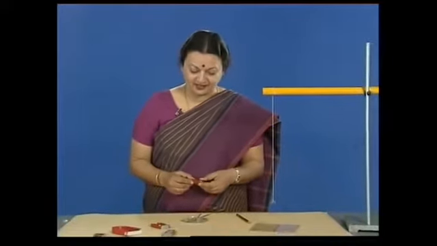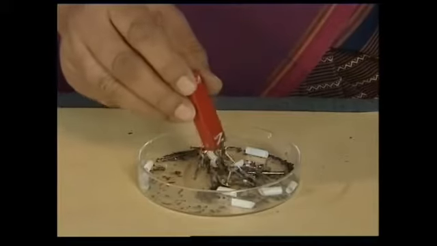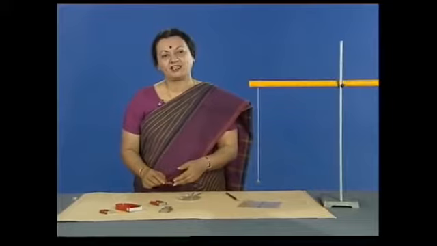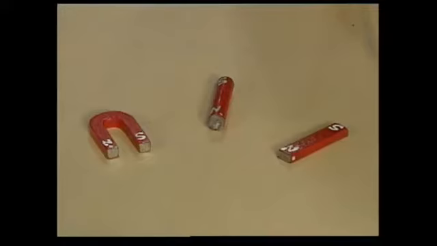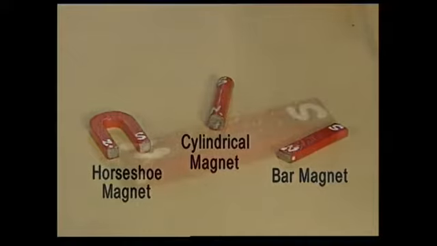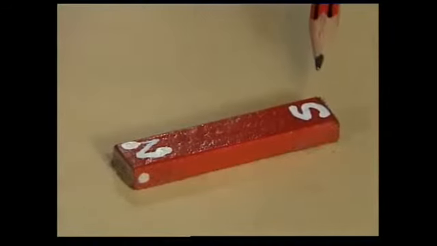We've all heard about magnets, and most of us are familiar with one of their most obvious properties, that of attracting materials such as iron. Magnets can be of any shape, any size. Some shapes are like the bar magnet, cylindrical magnet, or even a horseshoe magnet. All magnets have got two poles, a north pole and a south pole.